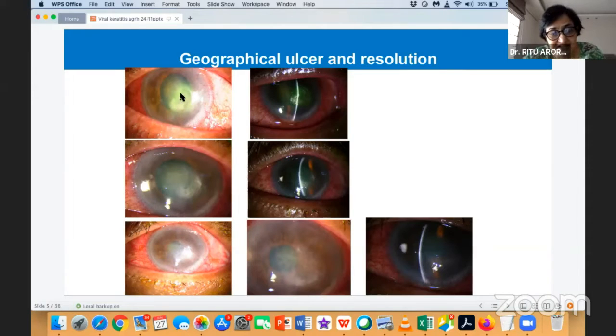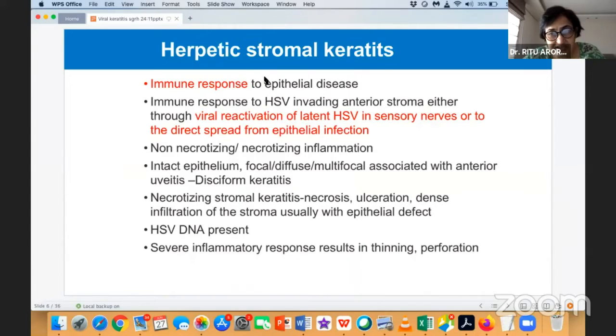This is a typical geographical ulcer which presents. It may present like this, an amoeboid kind of ulcer. As you can see on the slit, there is a defect over here, and the underlying cornea is edematous. These are the different phases when the healing takes place. In herpetic infectious epithelial keratitis, the virus is actually multiplying in the epithelium, and that's how stromal keratitis differs.